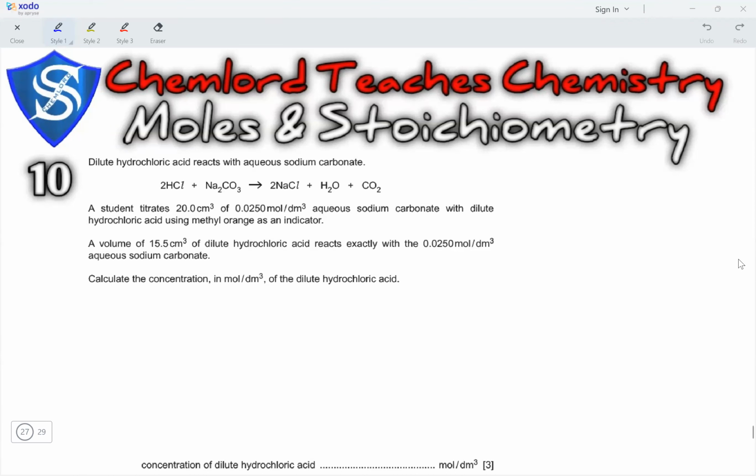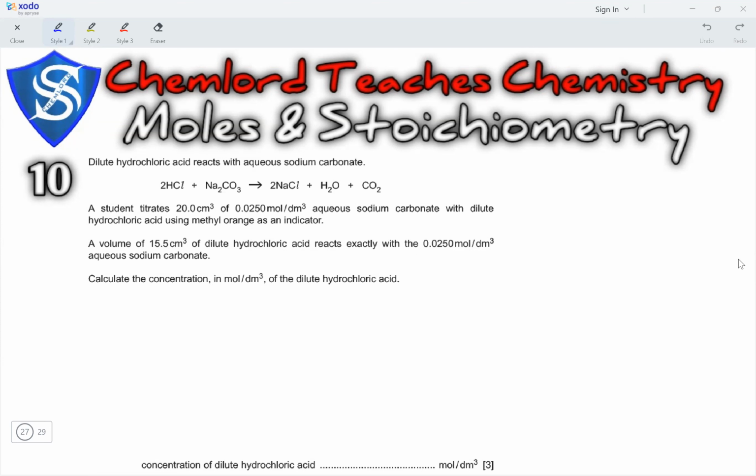Question 10. Dilute hydrochloric acid reacts with aqueous sodium carbonate, and the reaction is 2 moles of HCl reacts with 1 mole of Na2CO3, producing 2 moles of salt, 1 mole of water, and 1 mole of carbon dioxide gas. A student titrates 20 cm cube of 0.0250 mole per dm cube aqueous sodium carbonate with dilute hydrochloric acid using methyl orange as an indicator. A volume of 15.5 cm cube of dilute hydrochloric acid reacts exactly with the aqueous sodium carbonate. Calculate the concentration in mole per dm cube of the dilute hydrochloric acid.